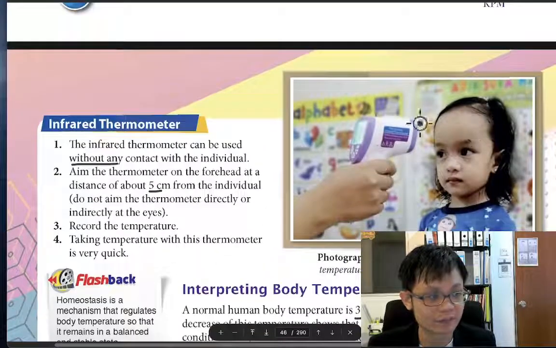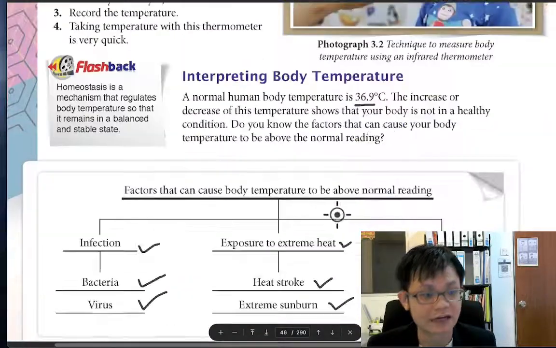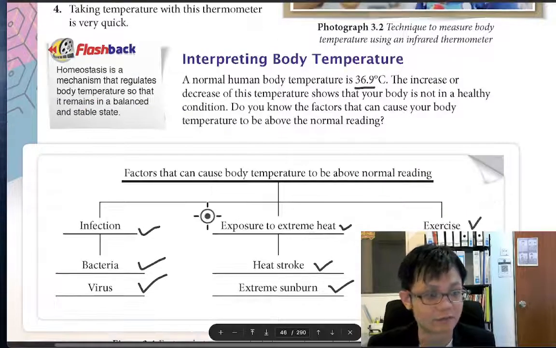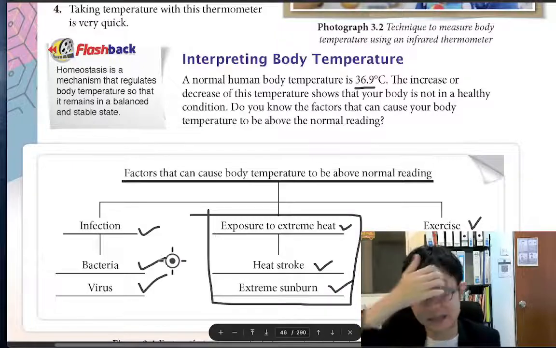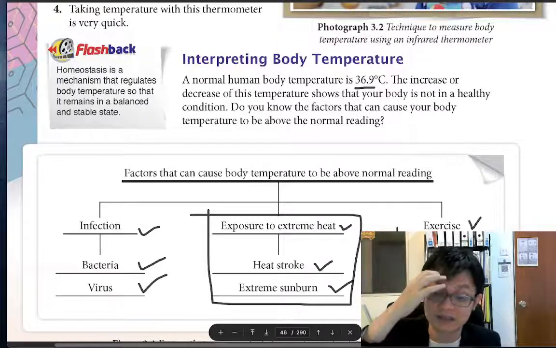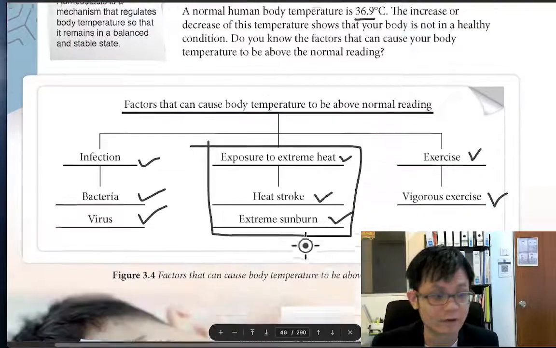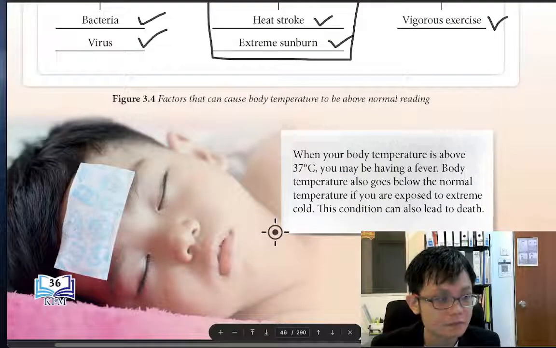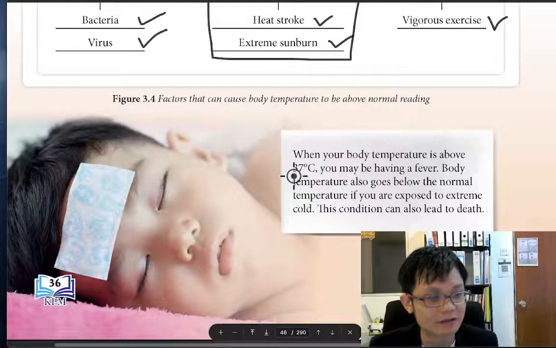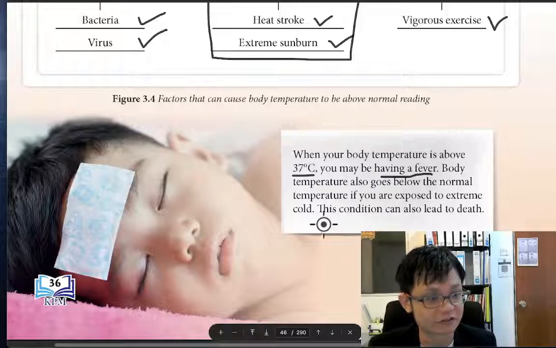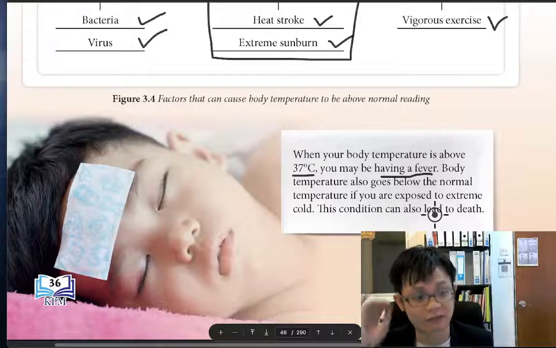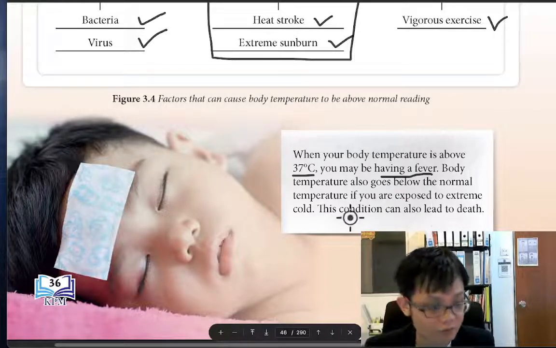So of course when people test this, if it's hot, I ask them to sit down and rest for a while. Maybe it's due to this, okay? So they don't have a fever, it's just because when they came they exercised a bit, so it's a bit hot. So you just let them wait for a while. Okay, when your body temperature is above 37, your body is having a fever. Body temperature can also go below the normal temperature when exposed to extreme cold. What we learned, we call it hypothermia.